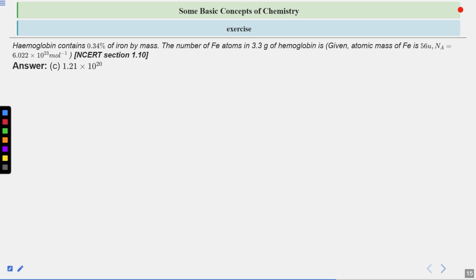So let us not focus on the hemoglobin thing. Let us just consider it as a compound. You don't have to worry about it. Now, the correct answer is C, and we will see how we'll solve the question without finding out what hemoglobin is. Don't worry about it.